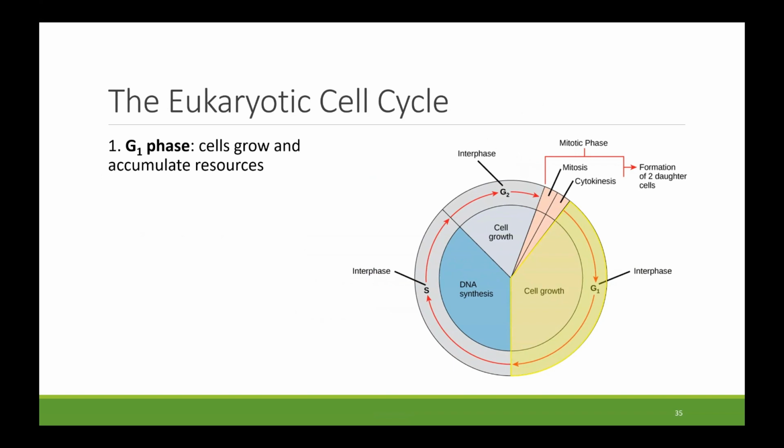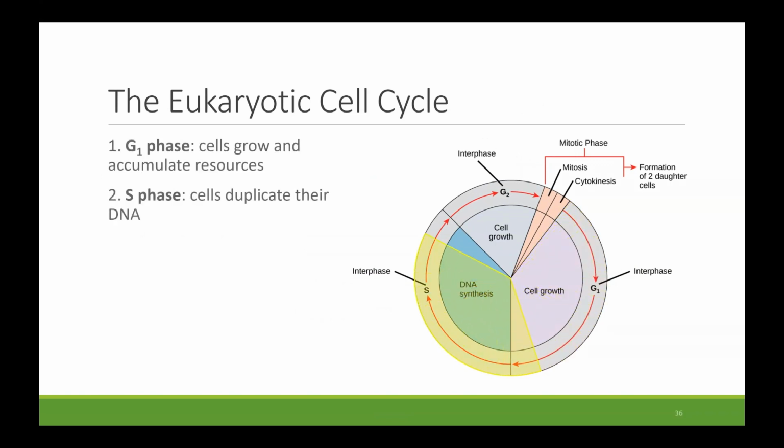So right after a cell is produced from its parent cell, it's considered to be in G1. During G1, the cell grows and accumulates resources. It hasn't fully committed to the division process, but it's getting ready for that.